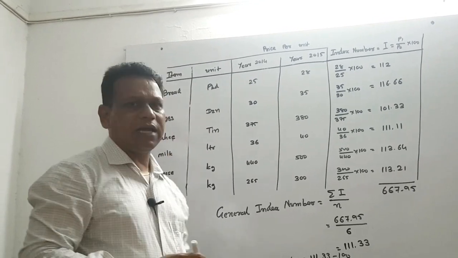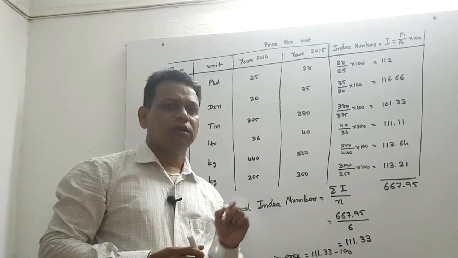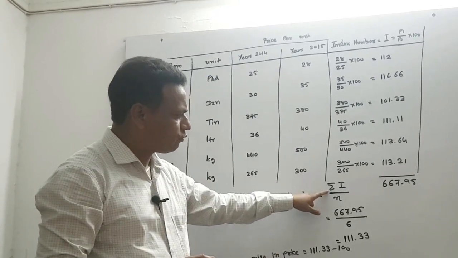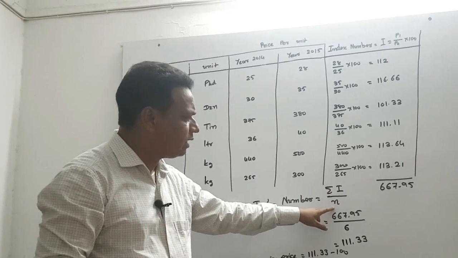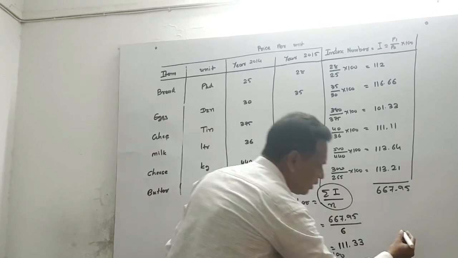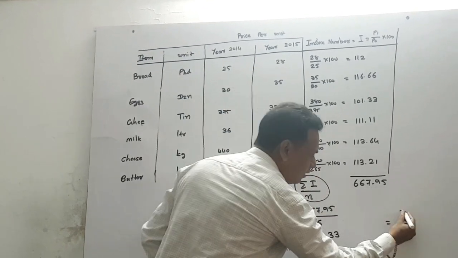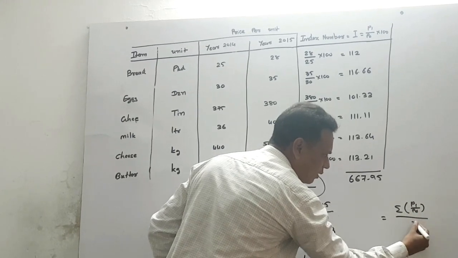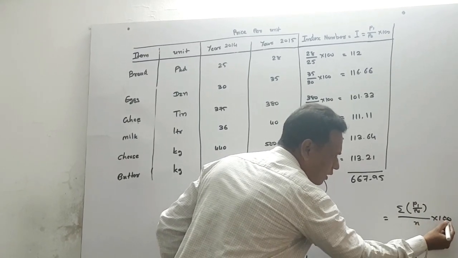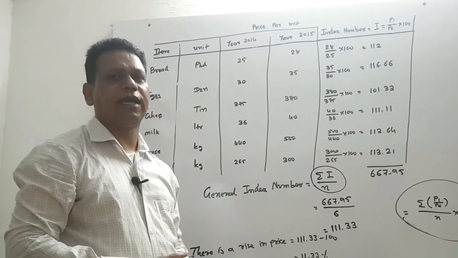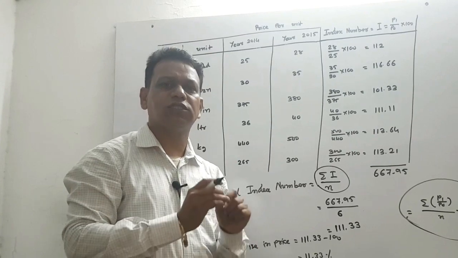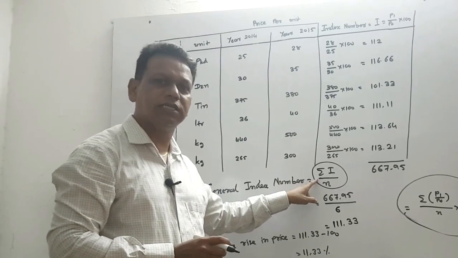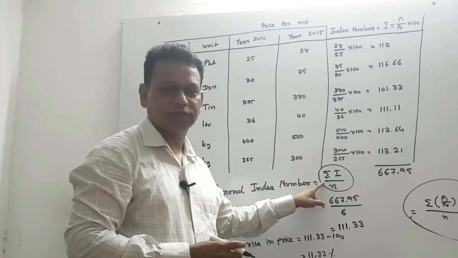Dear friends, sometimes in an MCQ they ask one question: select the correct formula of general index number. We are practicing this one, sum of I upon N. It doesn't mean that they are mentioning this formula. The original formula to find the general index number is, you can replace I by P1 by P0, upon N, into 100. This is the formula they mention every time to select the correct formula of general index number. But instead of this one, we are practicing this to make the calculations easy and to remember for lifelong. Thank you very much.